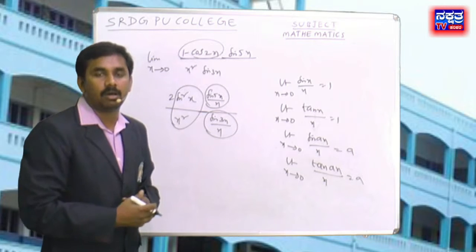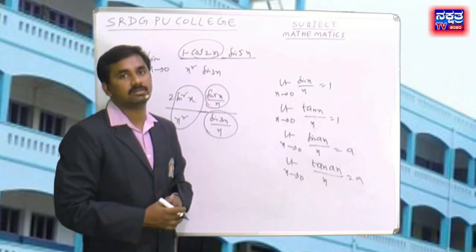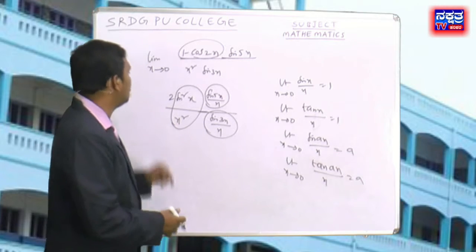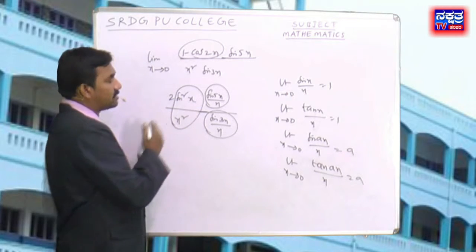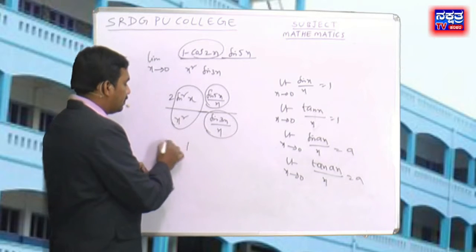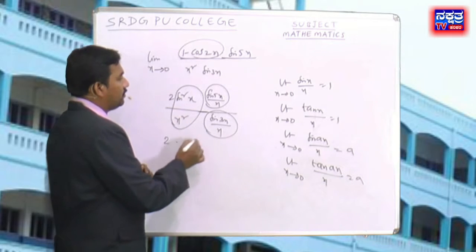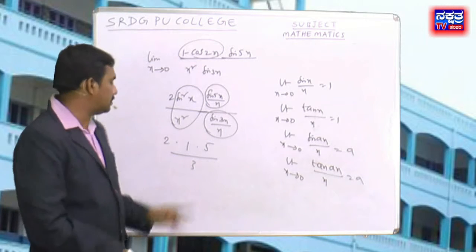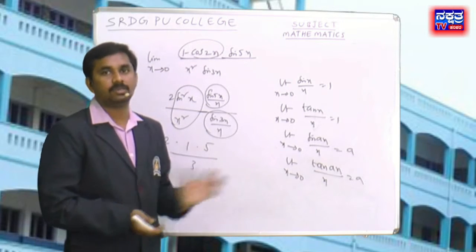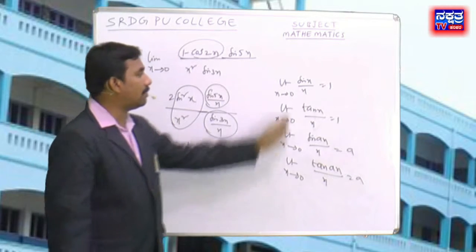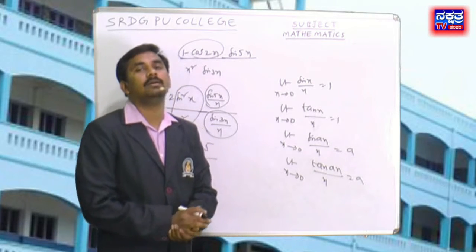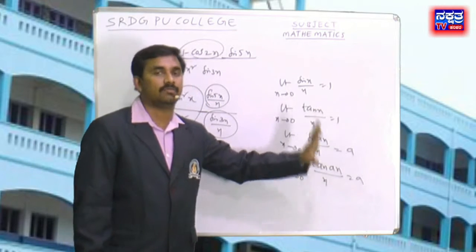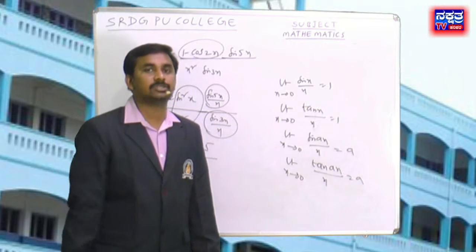By applying the algebraic properties of limits, limit x tends to 0 sin x by x is 1. So 2 into 1 into 5 by 3. So the answer is 10 by 3. So this is the answer. You have to remember the main formulas, this only. Any question with sin or tan, we have to think of these formulas. We will move to the next question.